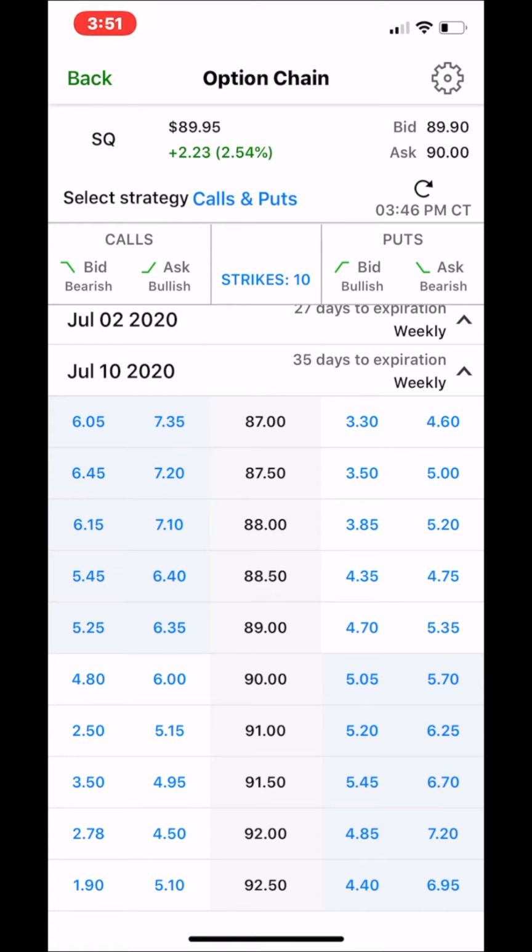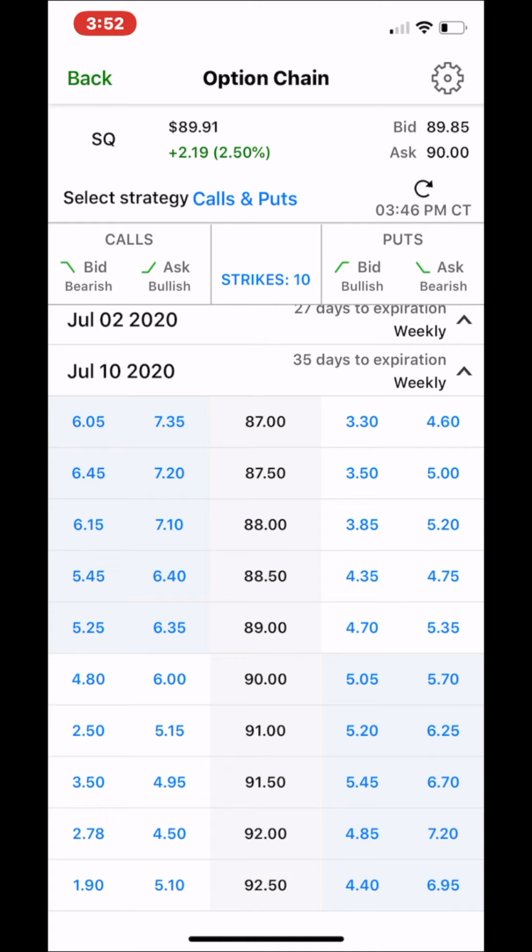And like I said, the gray is in the money. The white prices are out of the money, which means the stock price hasn't reached that price yet. Of course, on the call side, you can see 90 is out of the money. And on the put side, you see 89 is out of the money, because with puts you're betting on the stock to go down, and it hasn't gone down to that price yet. So that's why that's considered out of the money. So that's basically a breakdown of what stock options are.